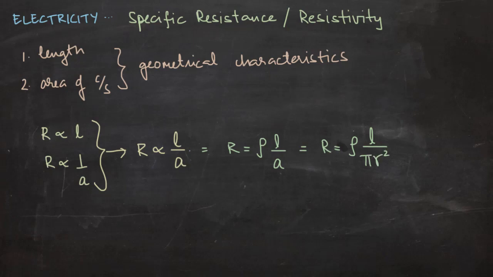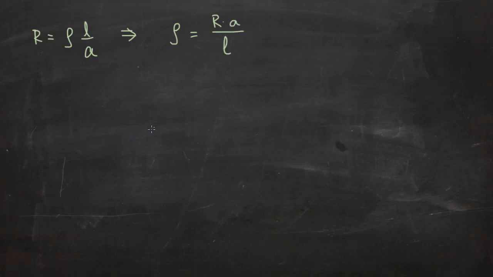Where R over here is my resistance, L is the length of the conductor, and r is the radius of the cross section of the wire. So once again, looking at this formula that we just derived, R is equal to rho L by A, I can rearrange the terms in such a way that I make the resistivity rho as my subject of formula. It would turn out to be R into A by L.